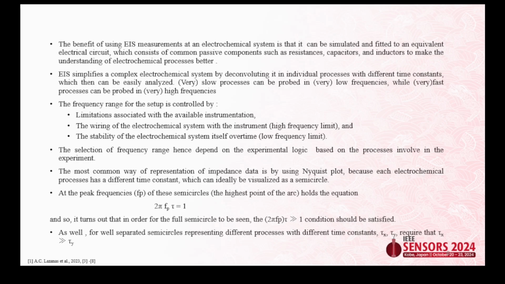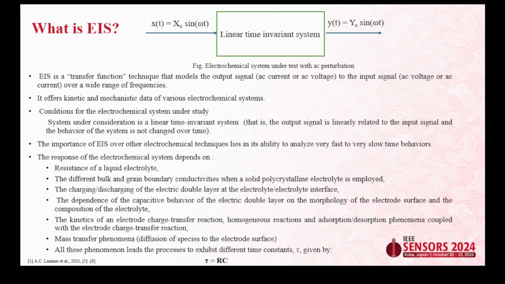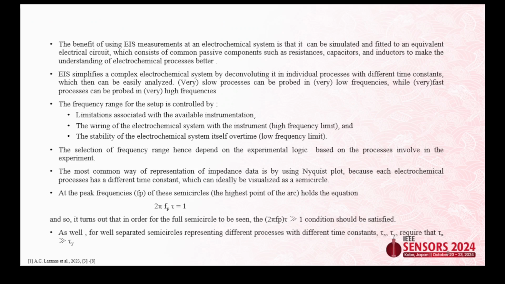Otherwise, there will be a Warburg component involved in the processes, and we will not get the semicircular graph. Also, as I have shown in this first graph, we do not always get only one semicircle. We may get many semicircular graphs, because there may be many processes happening in the system. For these processes, the value of the time constant will be different. So the semicircles will depend upon the time constants of the respective processes.